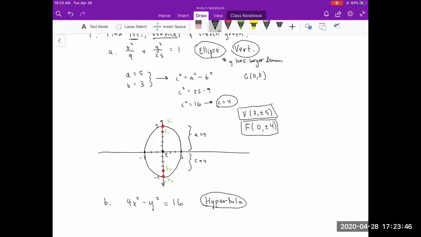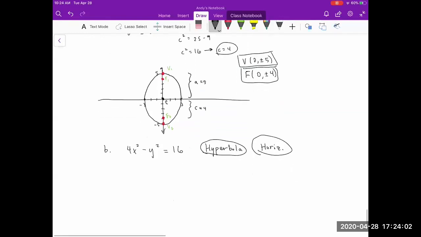And it is, what do you think? Is it horizontal or vertical? Horizontal because x is in front. Awesome. Yes, it is definitely horizontal because x is in front of the subtraction. If y was in front of the subtraction, it'd be vertical, not horizontal.